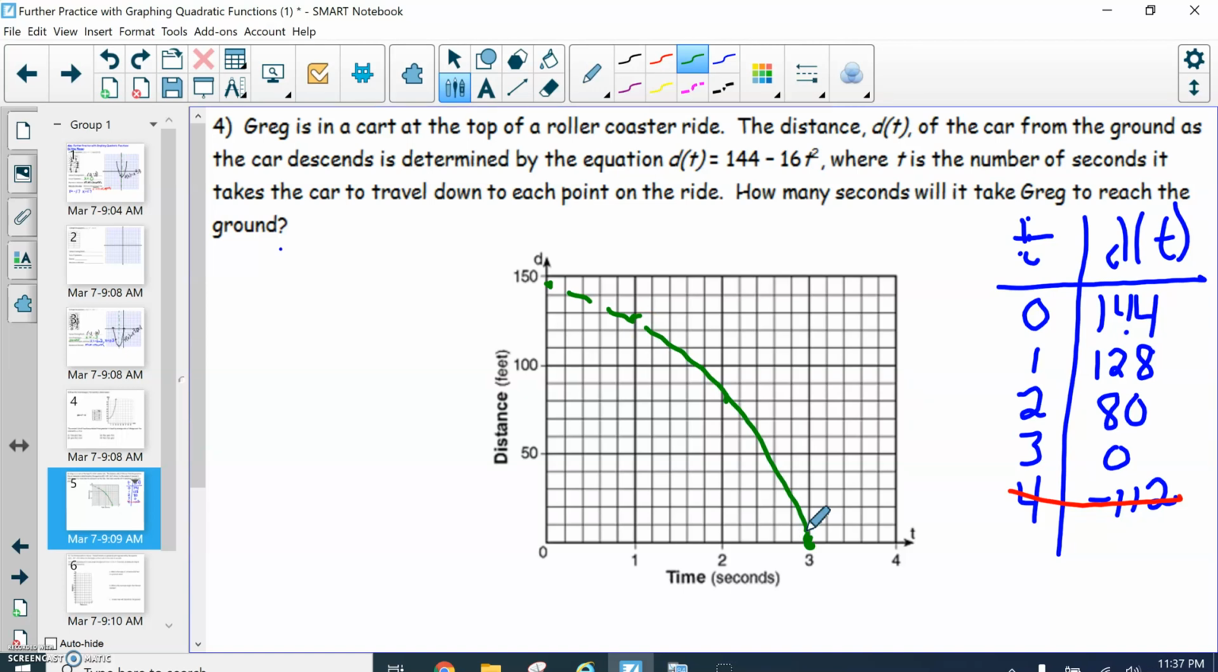All right, so Greg starts at the top of the roller coaster and then descends downward. Okay, so the question said, how many seconds will it take Greg to reach the ground? Well, we can tell that based on the graph, or we can also tell that based on the table. So he's going to reach the ground after 3 seconds. Okay, all right, let's take a look at problem number 4.